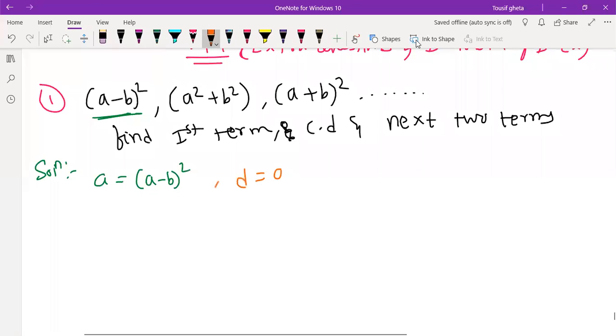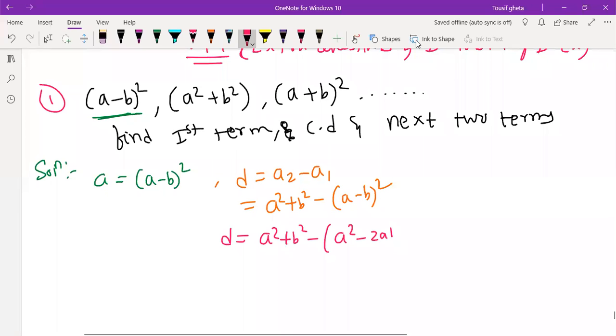D is equal to a2 minus a1, right? So a2 is a square plus b square, and a1 is (a minus b) whole square, correct? So d is equal to a square plus b square minus (a minus b) whole square. We will apply the formula a square minus 2ab plus b square, correct?